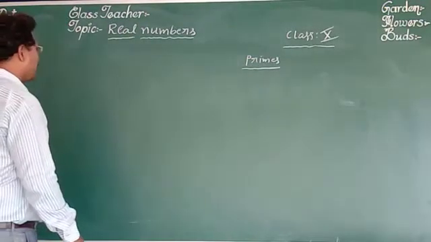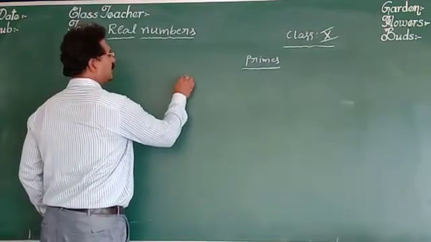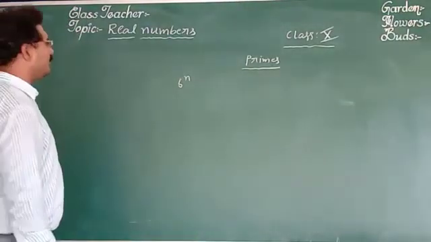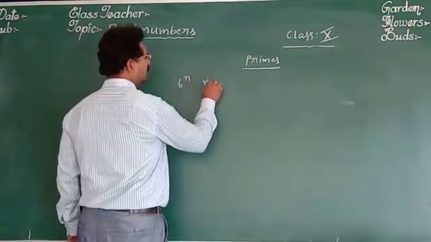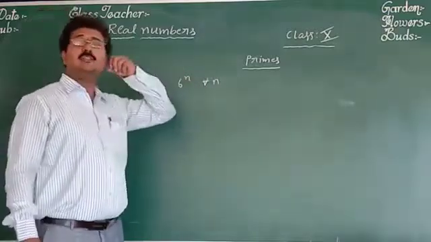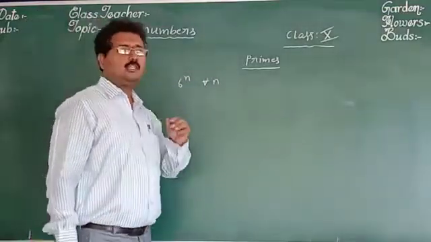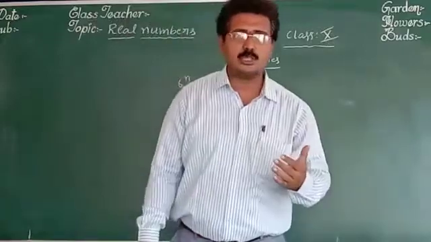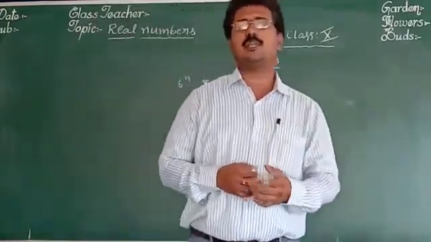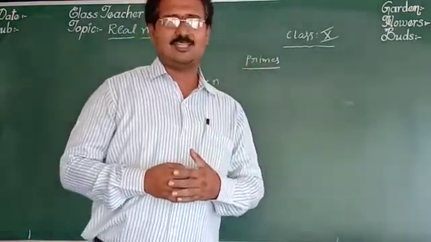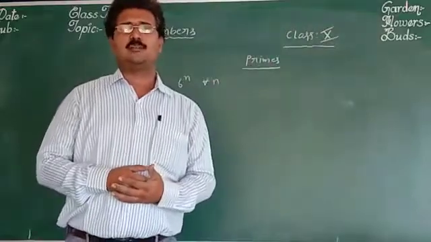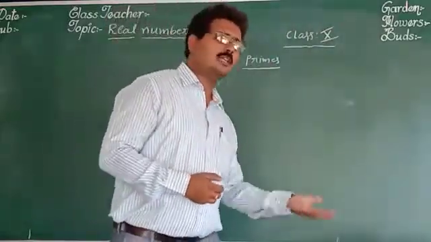Next one, check whether 6 to the power n can end with the digit 0 for any natural number n. So we have to verify whether 6 to the power n can end with 0. If the last digit is 0, it is compulsorily divisible by either 5 or 10. If it is divisible by 10, it is automatically divisible by 5.